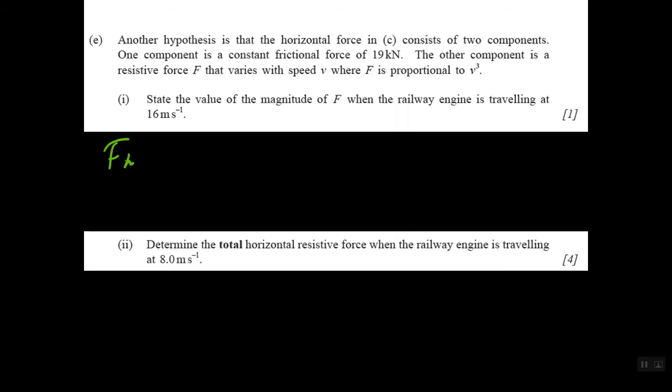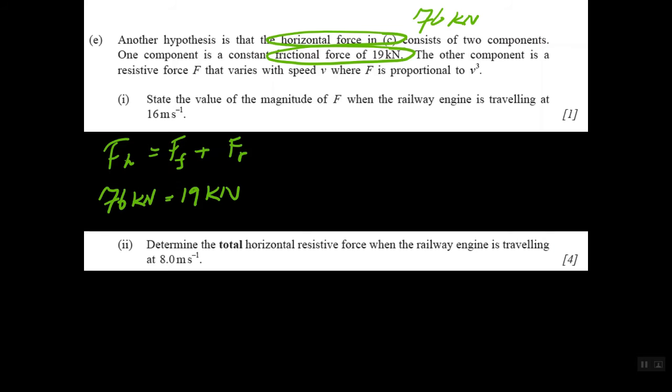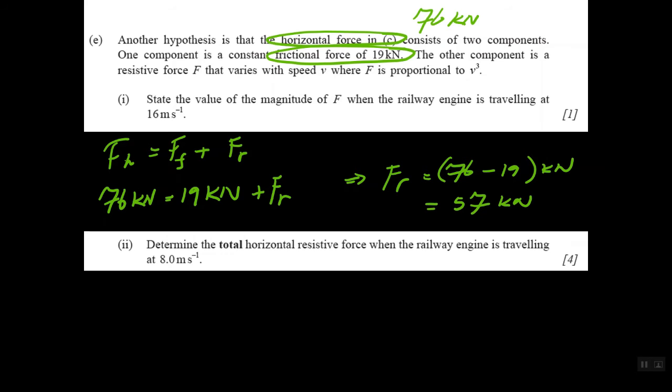The horizontal force in C consists of two components. So that is the frictional force plus the resistive force. And the horizontal force in C equals 76 kilonewton. And the frictional force is 19 kilonewton. That means the resistive force equals 76 minus 19, which is 57 kilonewton. Part II: determine the total horizontal resistive force when the railway engine is traveling at 8 meters per second.